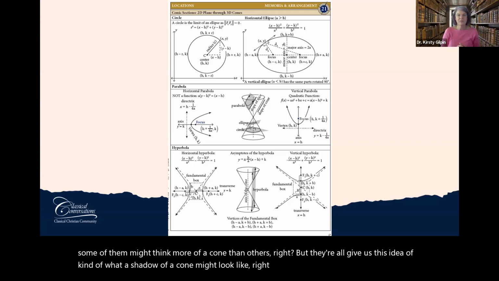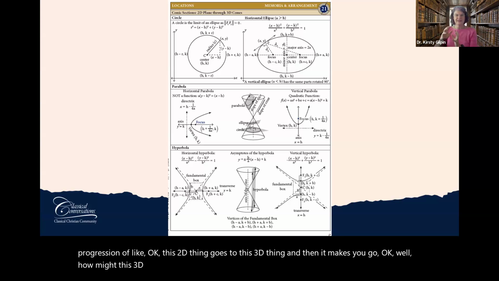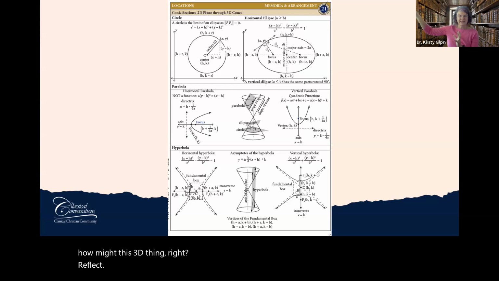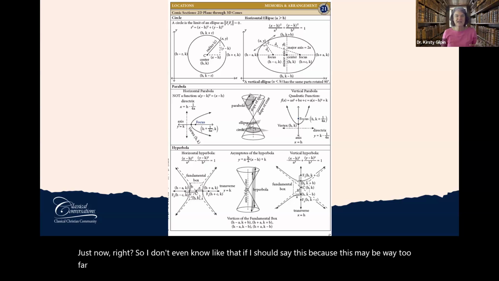And so I always love to see that progression of, okay, this 2D thing goes to this 3D thing. And then it makes you go, okay, how might this 3D thing reflect some 4D thing? And this idea just now, I don't even know if I should say this, because I may be taking this analogy way too far.